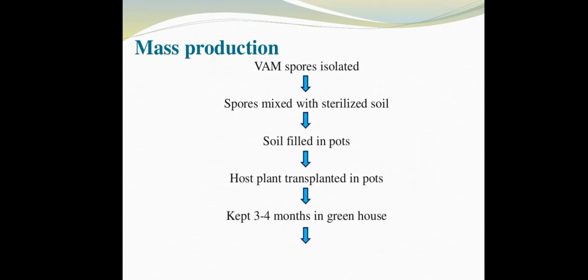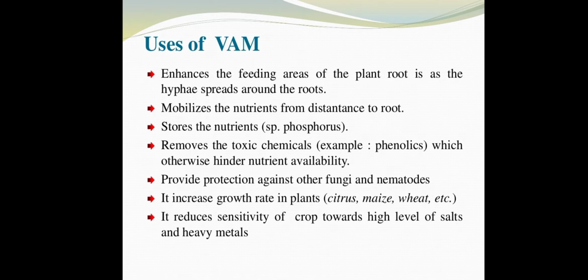Then these are the flowchart for the mass production of VAM. Then coming to the use of VAM, they enhance the feeding areas of the plant root as the hyphae spread around the roots. They mobilize the nutrients from the soil to roots, and store the nutrients as phospholipids. They also remove the phenolics, which are the toxic chemicals which otherwise hinder nutrient availability.